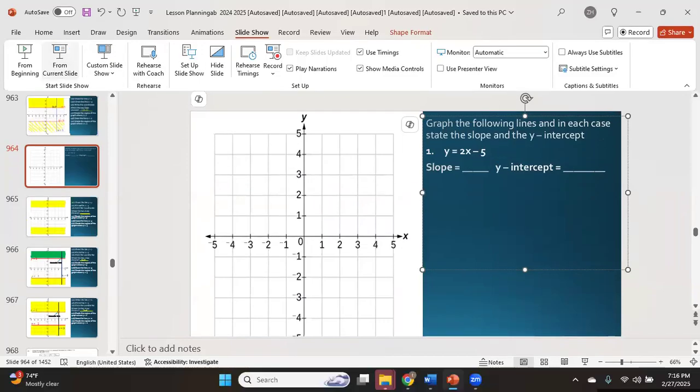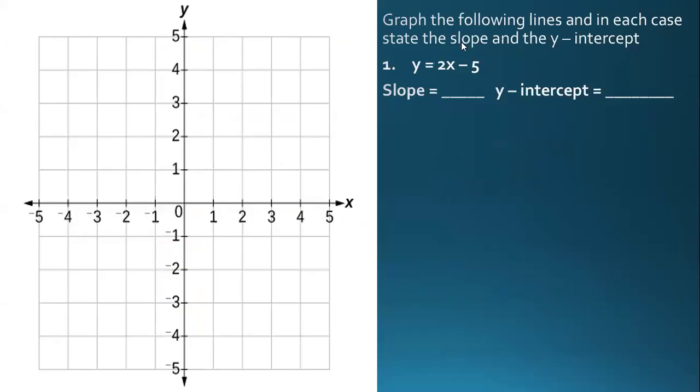So go ahead, Cleveland, read the question, please. Graph the following lines, and in each case state the slope and the y-intercept. Number 1, y equals 2x minus 5. Slope equals blank, y-intercept equals blank. Very good. Now I ain't telling. All right, so we have y is equal to 2x minus 5. The slope is this, and the y-intercept is that. And we want to graph the following lines, and in each case state the slope and the y-intercept.